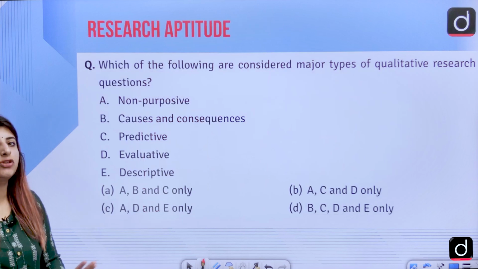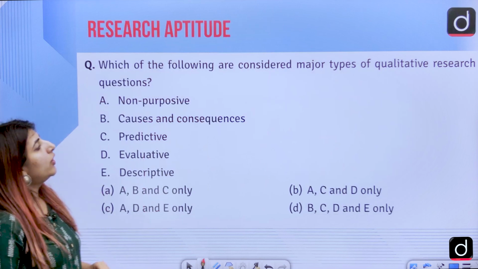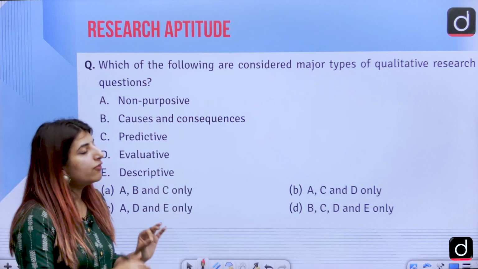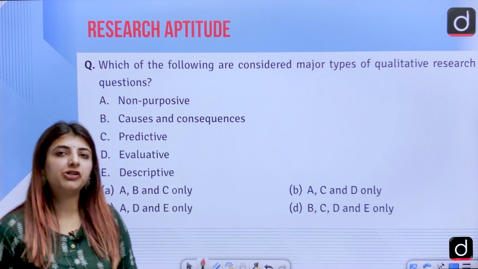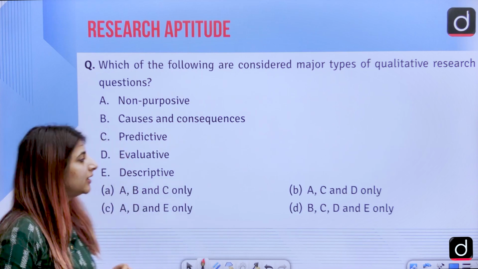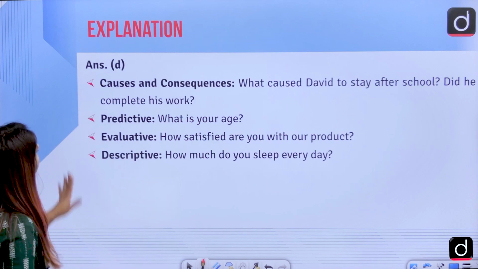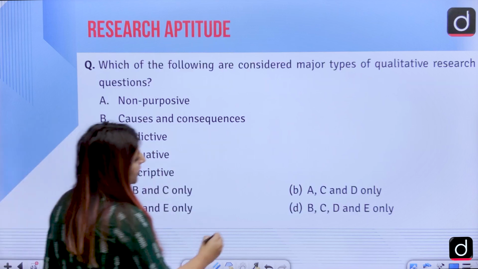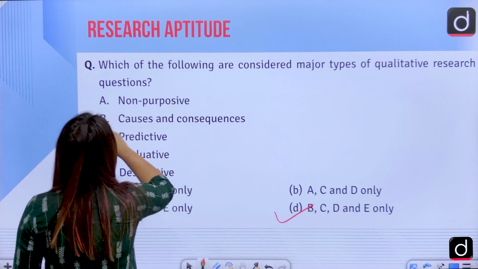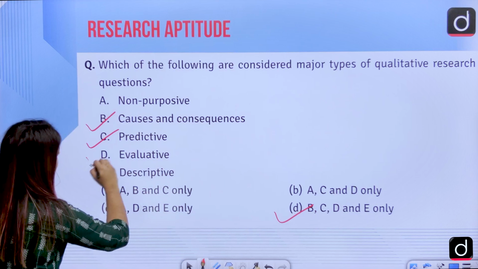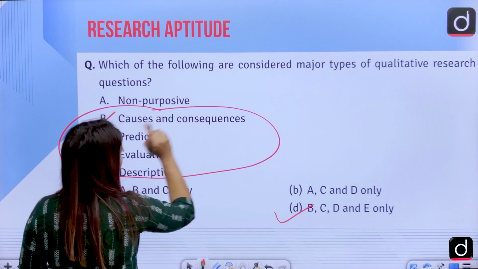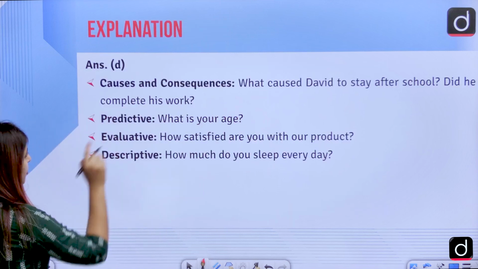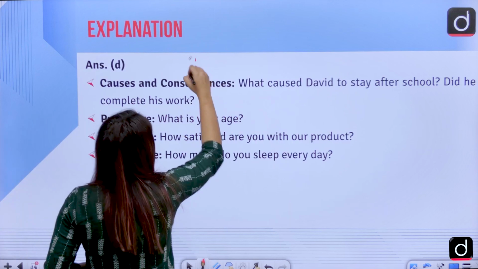Then we have the next question. Which of the following are considered major types of qualitative research questions? You can pause your screens and try to answer again. The answer to this question is option D, which is B, C, D, and E. These 4 are the options which are related to what? Which are related to the qualitative research.